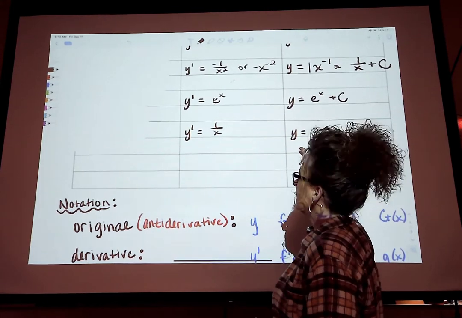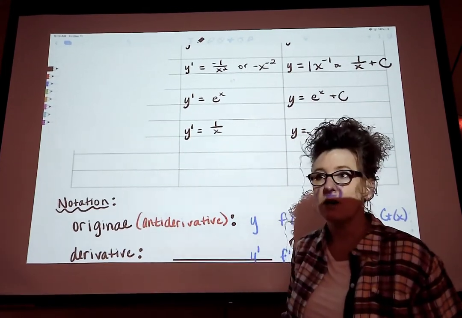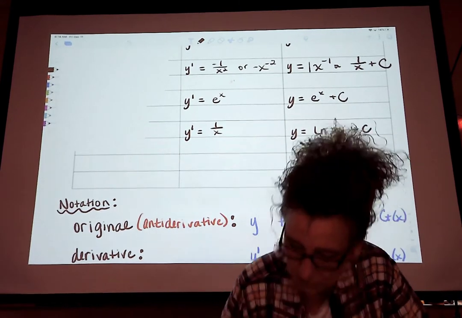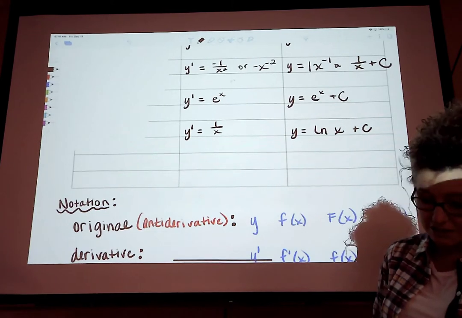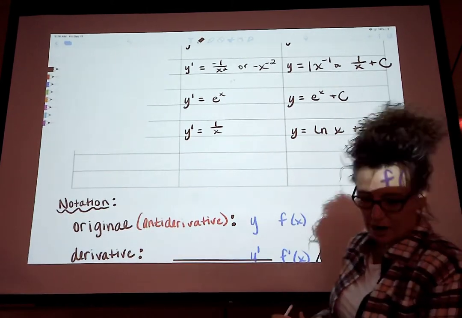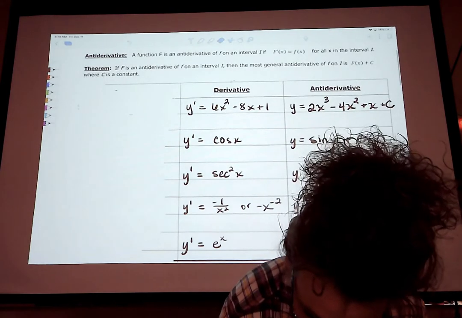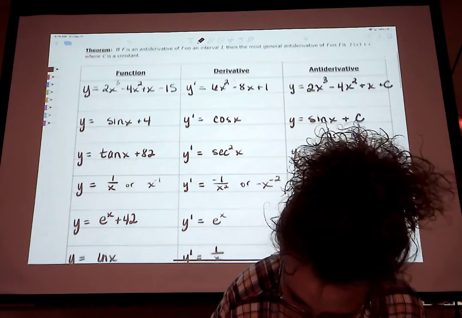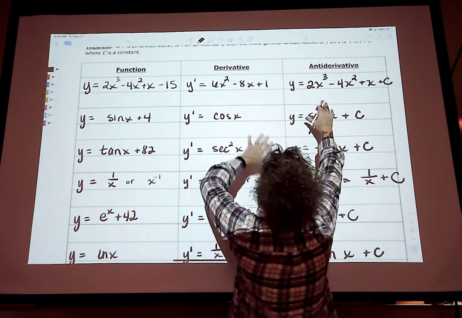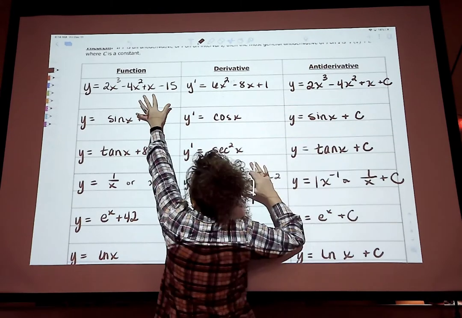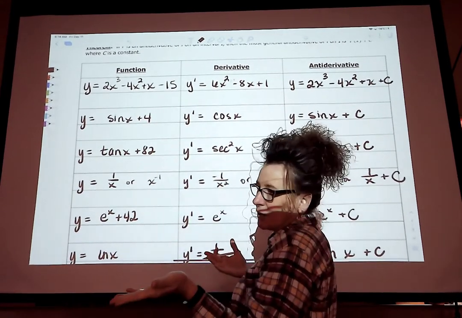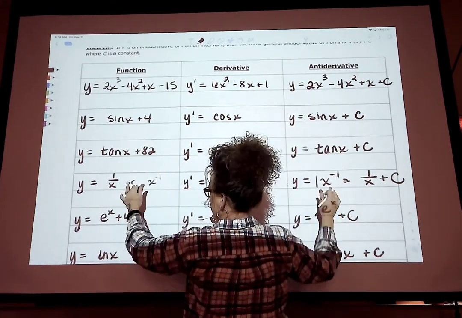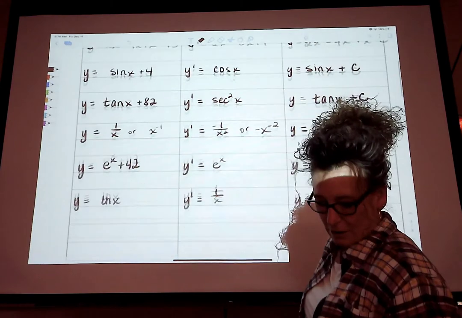What function has a derivative of 1 over x? Well, that would be natural log of x. And then there was some constant hanging off at the end. Now, here's the only difference. You can see how my antiderivative completely matches up with the original, except for the constant that we couldn't figure out. Matches up perfectly, matches up, matches up, matches up. This one's the only one that's not going to match up perfectly.